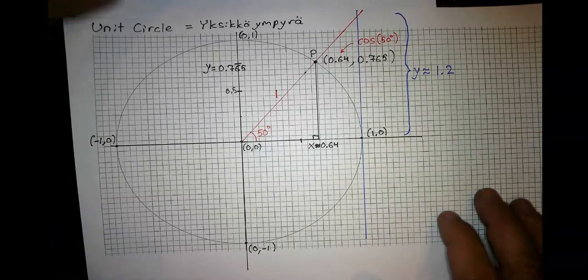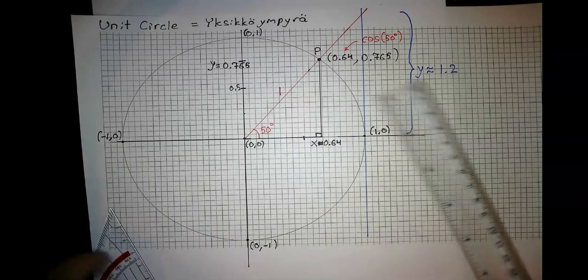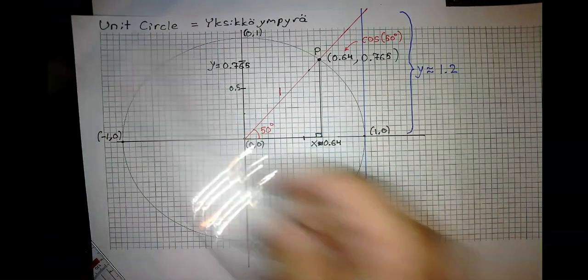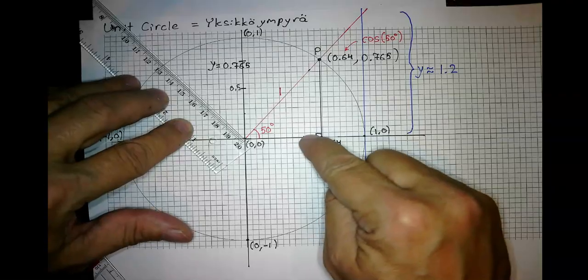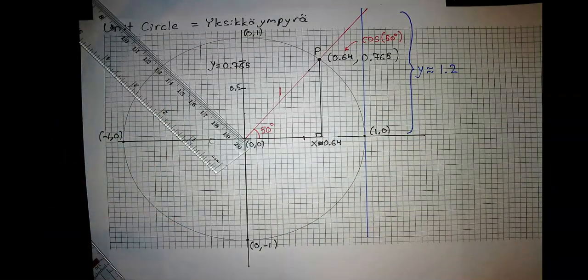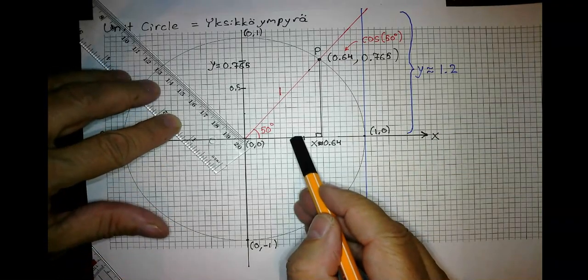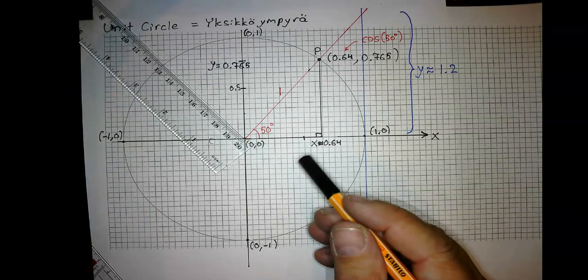But when we are looking at this unit circle, let's take one angle. I'm not going to draw it, but I will take an example. If we had an angle which would be here, for example here, that means the angle starts from the positive x-axis here. This is x. And it starts and goes counterclockwise, vastapäivään in Finnish.